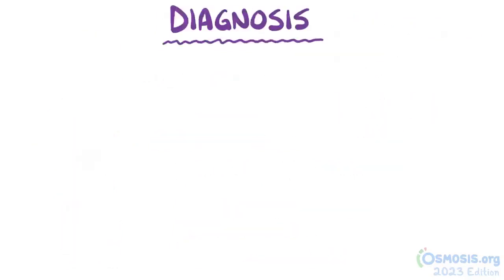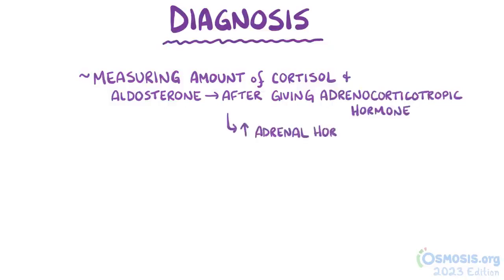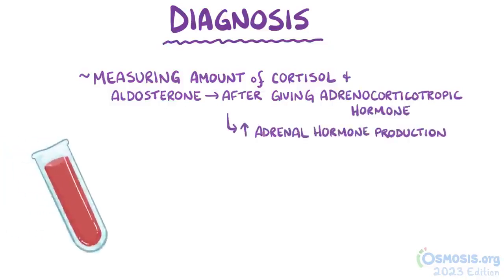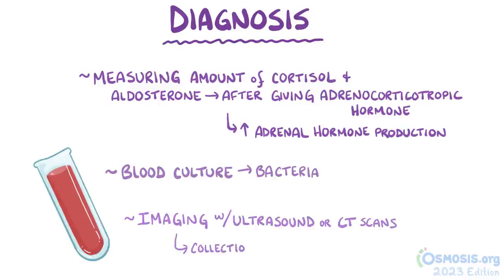Diagnosis of Waterhouse-Friderichsen syndrome starts with measuring the amount of cortisol and aldosterone produced after giving adrenocorticotropic hormone, and this normally increases adrenal hormone production. A blood culture can also be done to look for the bacteria, and imaging with ultrasound or CT scans usually shows collections of blood within the adrenal glands.